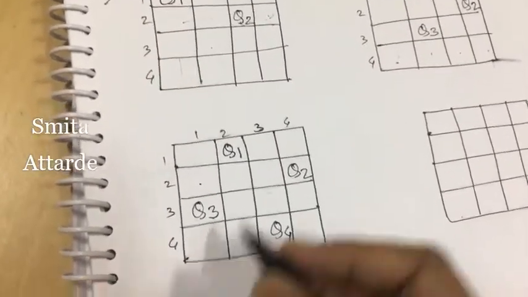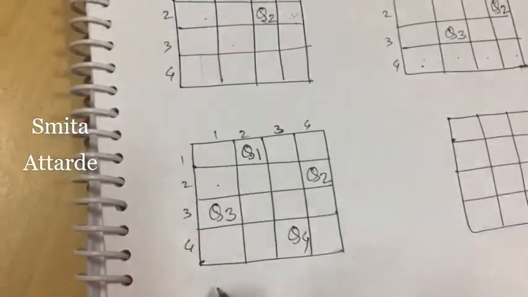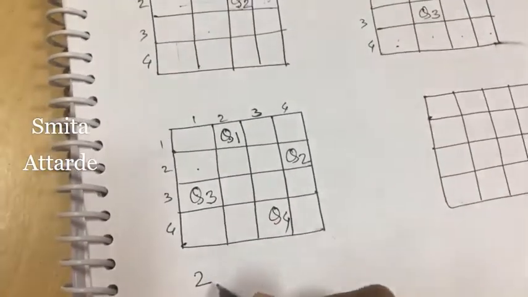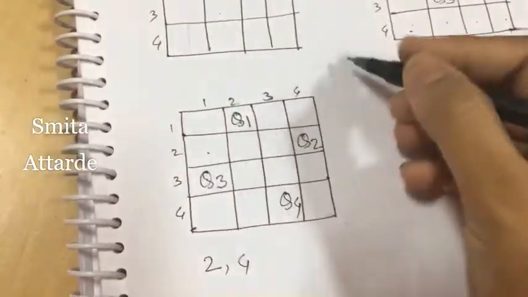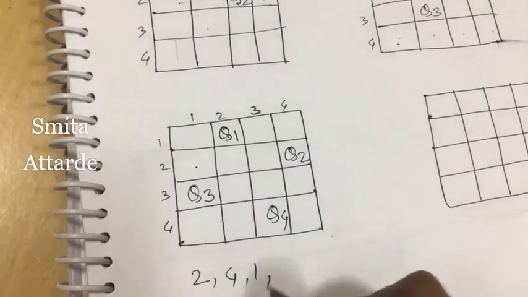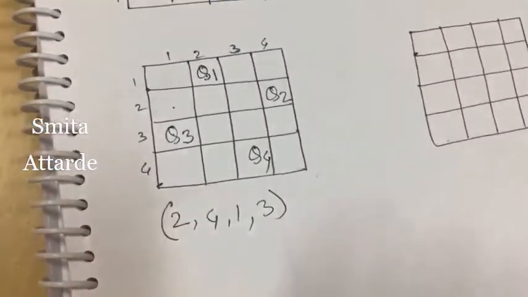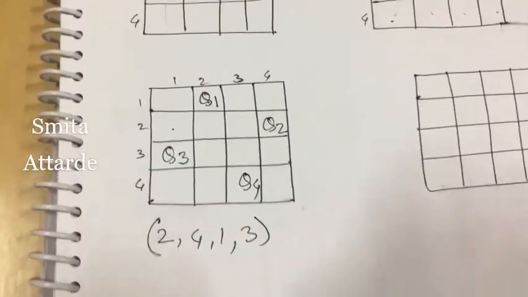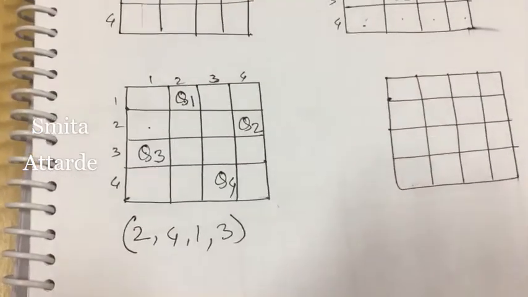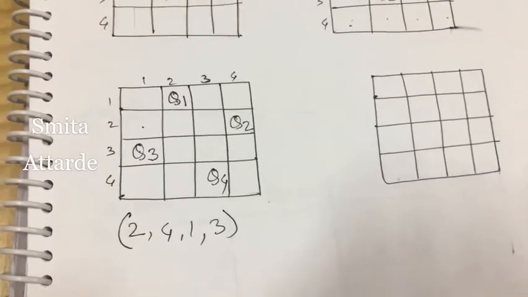The solution is written as: this is the second position, this is the fourth position column wise, this is the first position, and this is the third position. So 2 4 1 3 is the solution. Now this solution is not unique. That means there may be more than one solution for the given problem.